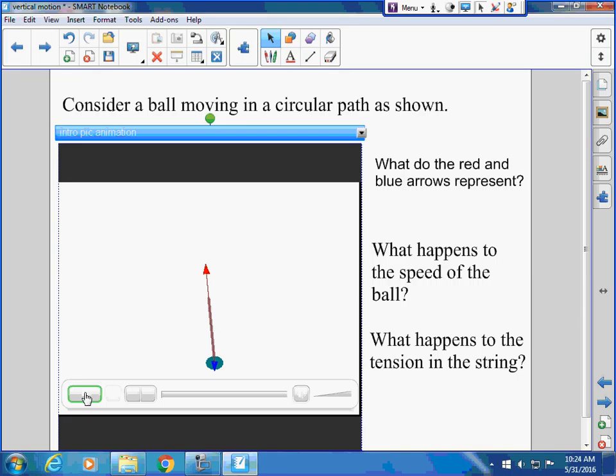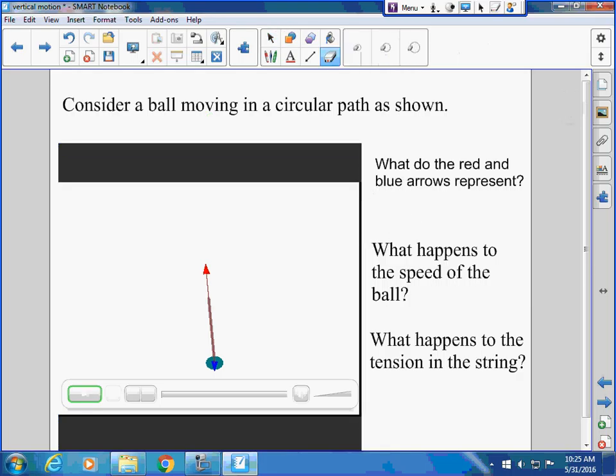Think about the rubber stopper on a string, right? Where does it get weak? Where does it get slack? At the top, right? Where there's very little centripetal force. And as it comes around to the bottom, it gets bigger. So yes, the red arrow is the centripetal force.